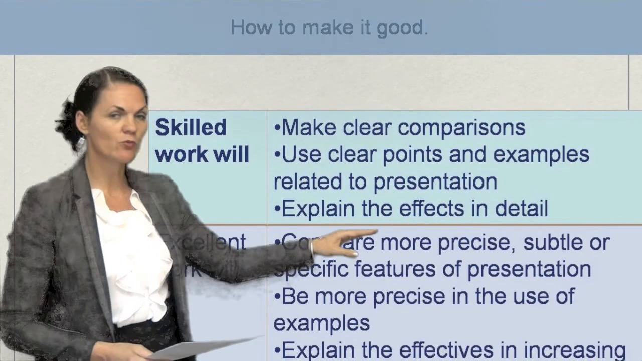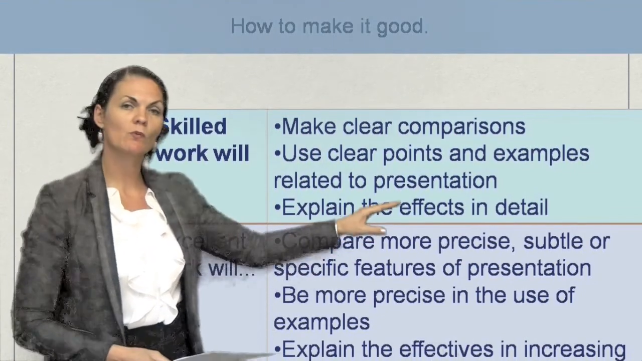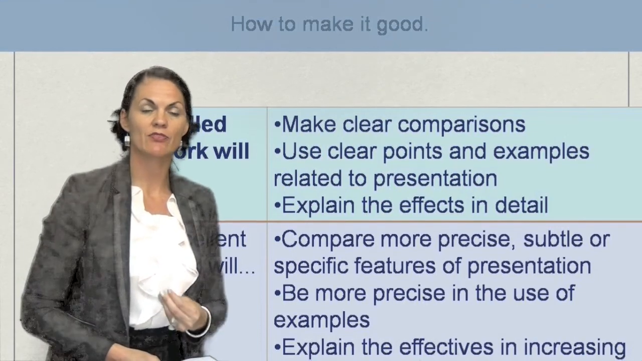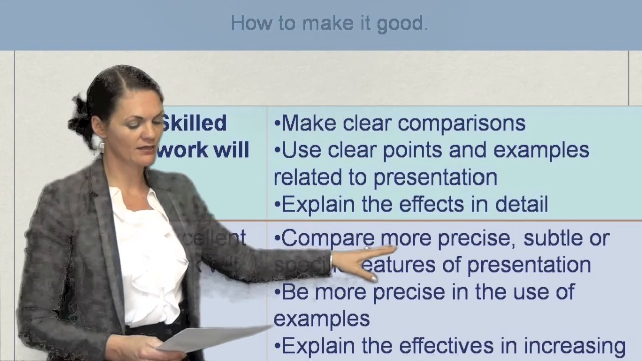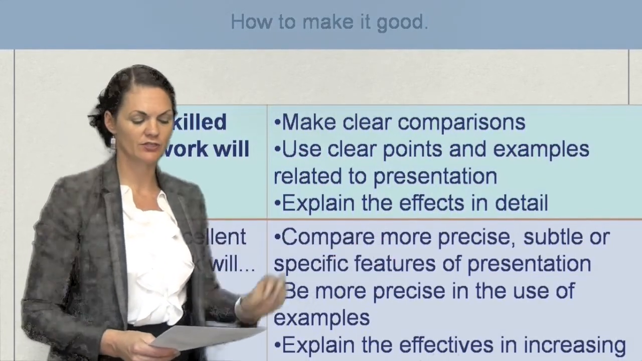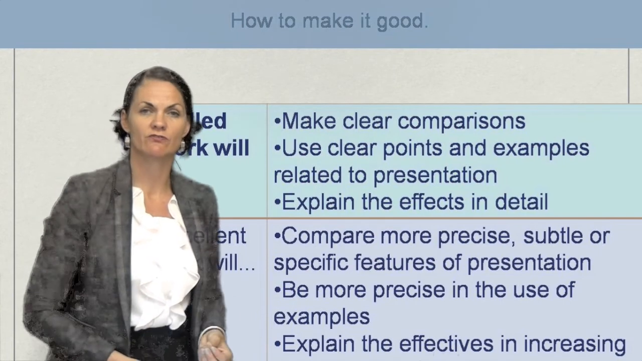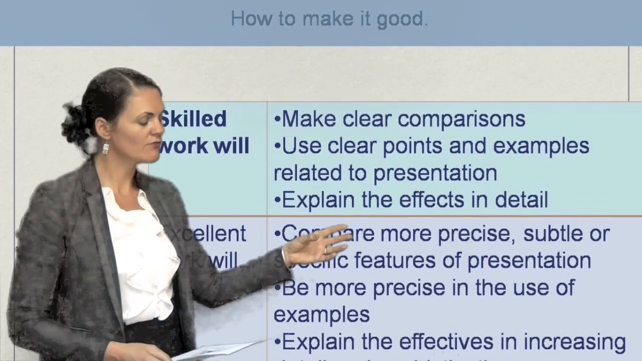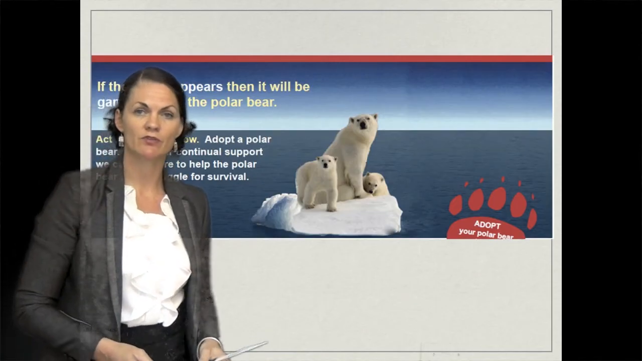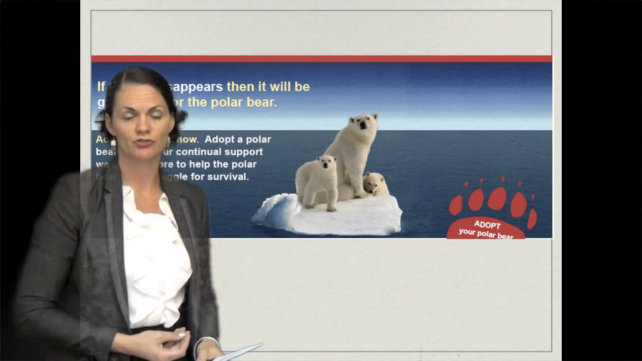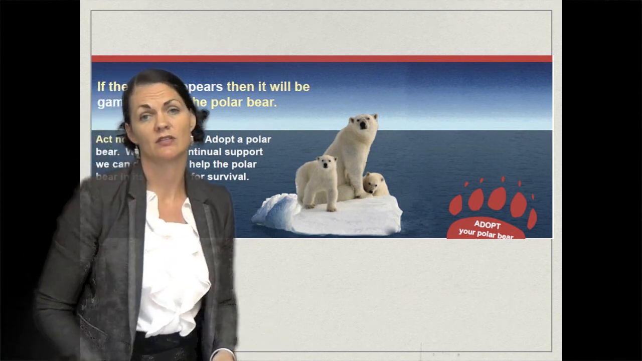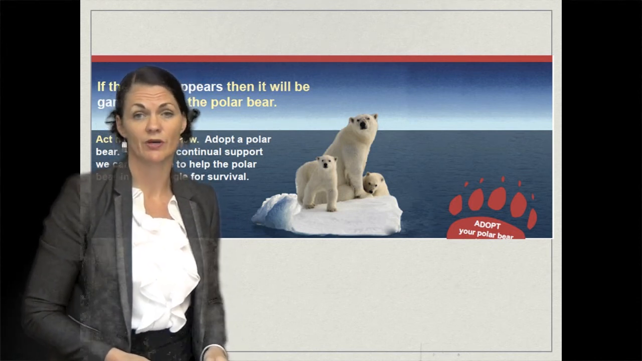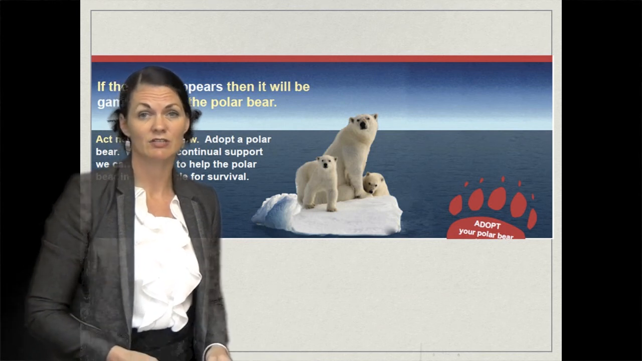And really what I want you to do here is to be more precise in your use of examples. You can all do this, and this will help you to then make your explanation of the effectiveness more detailed and more sophisticated. It will give you more stuff to write about, okay? So if we look at this picture here then of the polar bears on the ice in the ocean. So first off, you might say that we have here a picture of some polar bears stuck on some ice. Okay, that would be a kind of clear example.